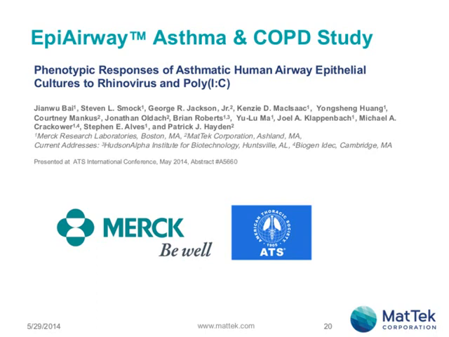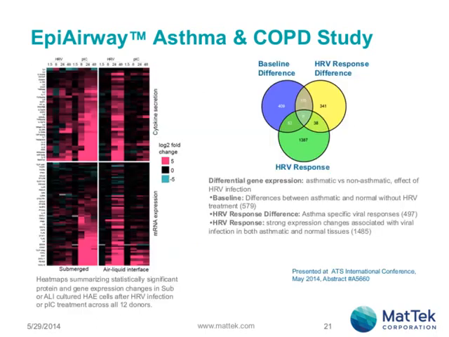Baseline responses, as well as those following infection, were analyzed by Luminex for secreted cytokines and RNA sequencing for gene expression changes. So here you see on the left heat maps which show significant changes in either protein, cytokine secretion on the top, or gene expression on the bottom. Submerged cultures, which are just monolayer cells, are seen on the left, while the EpiAirway ALI cultures are on the right.